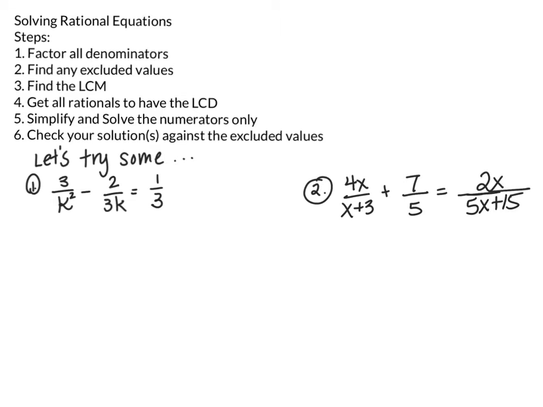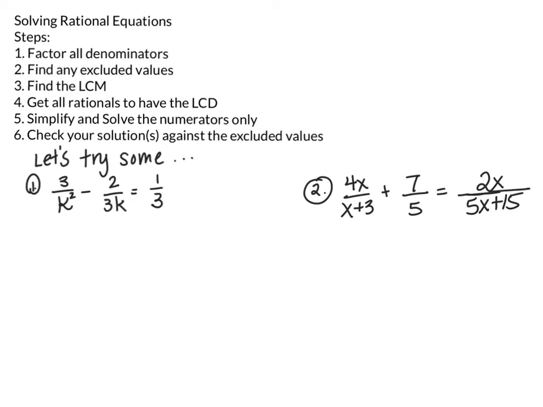Okay, in this lesson we want to look at solving rational equations. One of the ways to solve a rational equation is to follow these steps. The first thing we want to do is factor all of our denominators. After we've factored all of our denominators, we're going to find any excluded values.